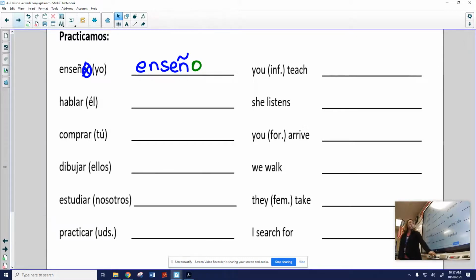Hablar, forma él. Take off the AR ending. You're left with the stem habl, which refers to speak or talk. And the ending for él is a. Habla.